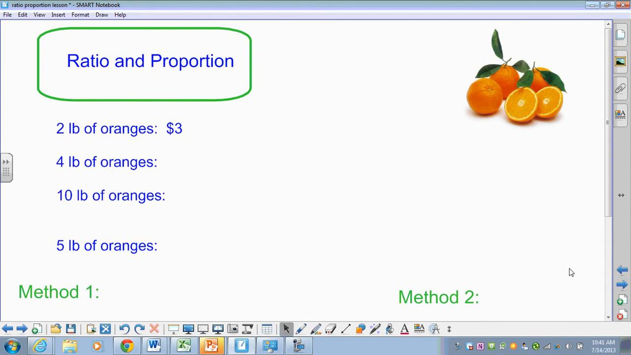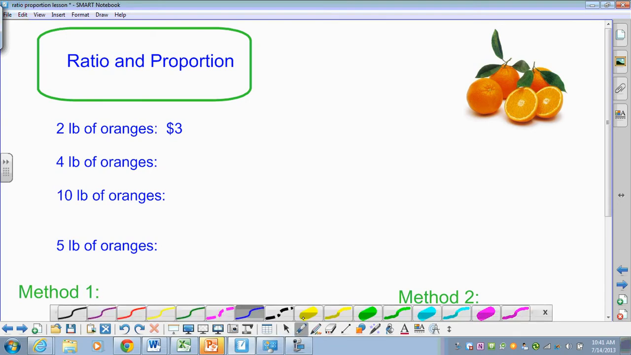So once again, we always begin these examples in our video series with very simple examples, and from there we're going to build up towards more complicated ones. In this basic example, we have this information provided to us that 2 pounds of oranges equals $3. The question is to fill in the blanks first of all. What would be the cost of 4 pounds of oranges, 10 pounds, and then eventually 5 pounds? And then we're going to build from there.